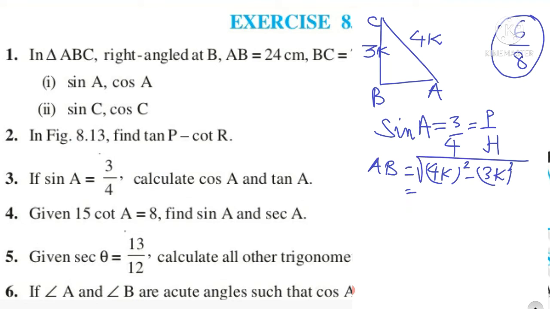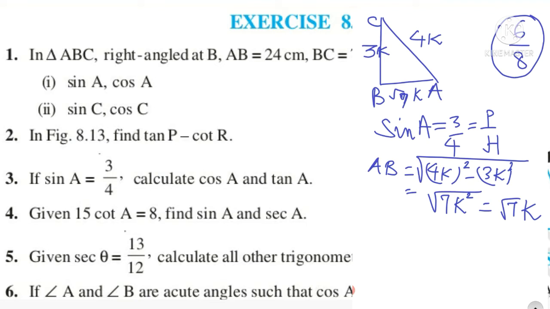So this gives you 16 minus 9, that is 7K square, and AB comes out to be root of 7K, though it is plus minus, but we use only the positive value. So this comes out to be root of 7K. Please don't confuse it with the Pythagorean triplet 3, 4, 5, because in that 5 is the hypotenuse, not the base. 4 is the base, not the hypotenuse. Okay, so this gives us all the three values.